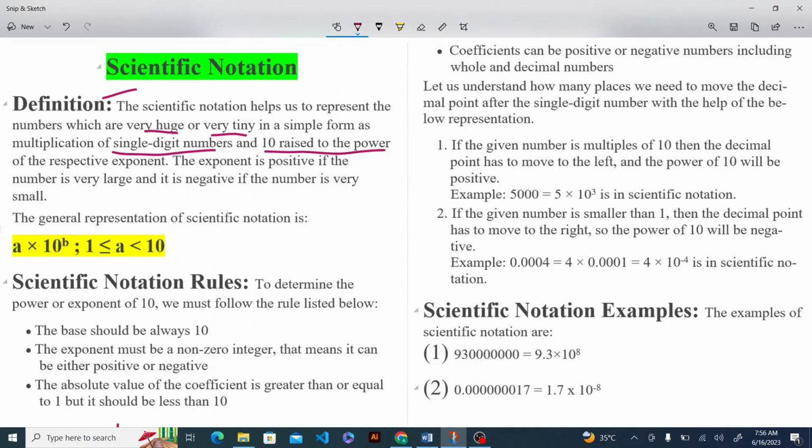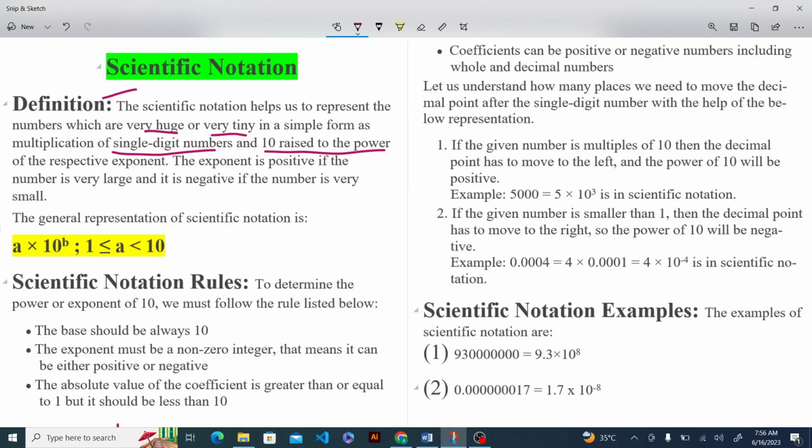Means if you have a very large number, like you can say 150 lakhs, okay, this is a very large number, or 150 crore, or millions, or billions, or trillions. So it will be a very large number. Or if you have a very small number like 0.000000000 and many zeros and then 10, this is a very small number, a tiny number.